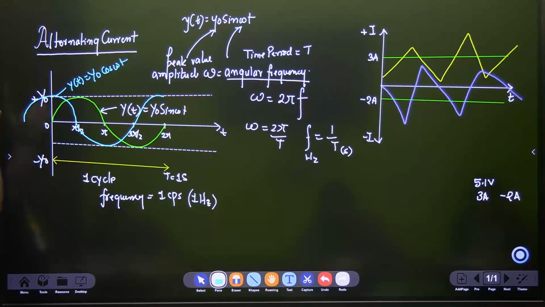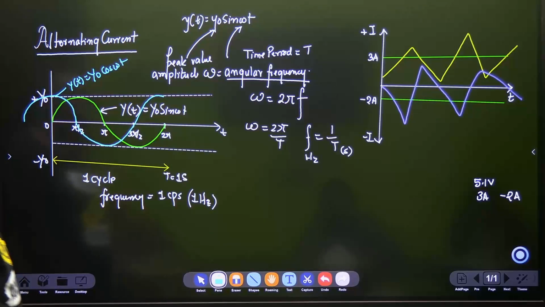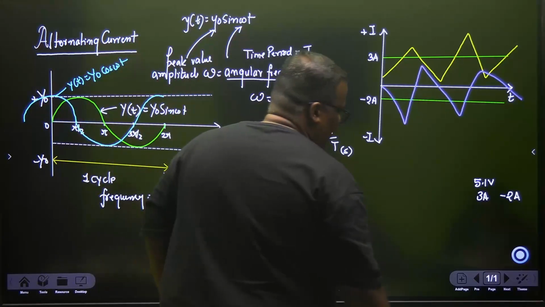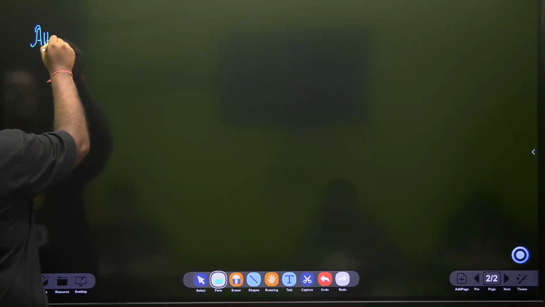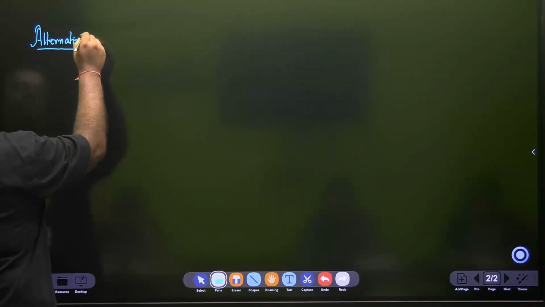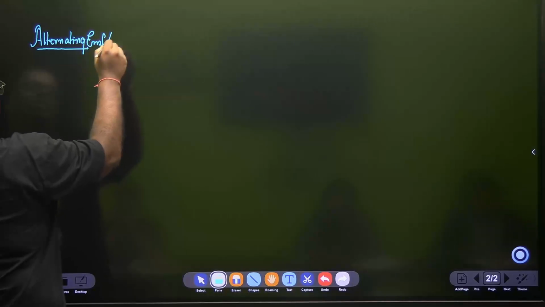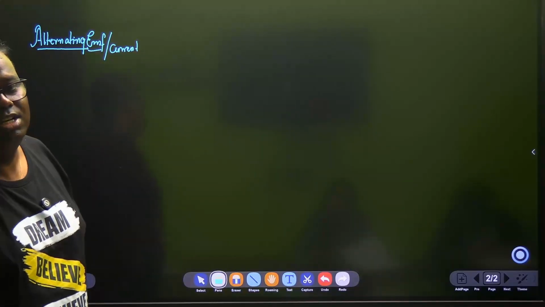So keep an eye on the equation: omega is equal to 2 pi f, and f is equal to 1 upon T, y is y naught sine omega t. Clear? Right. So we're now in a position to get inside our alternating current. In the last chapter, when you studied mutual induction, at that time when you tried to find out the value of the alternating EMF, we got E is equal to E naught sine omega t. Do you remember?